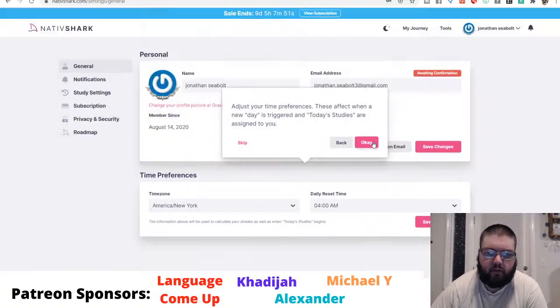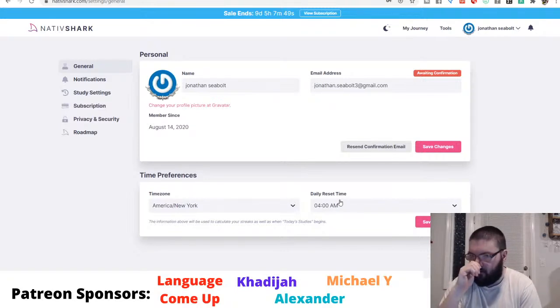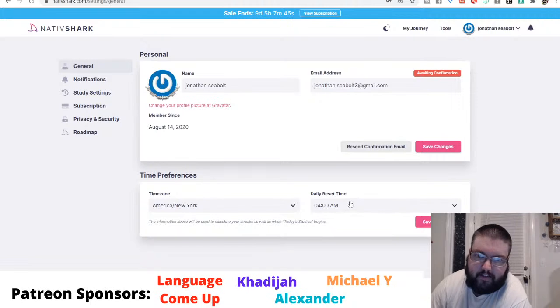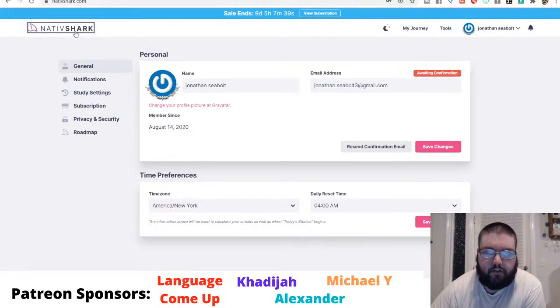Adjust your preference. Okay. I always set my preferences earlier because sometimes I study after midnight and I don't want that to go into the next day. So my Anki is actually set to 4 p.m. as the cutoff there. Okay, let's just go back to NativShark.